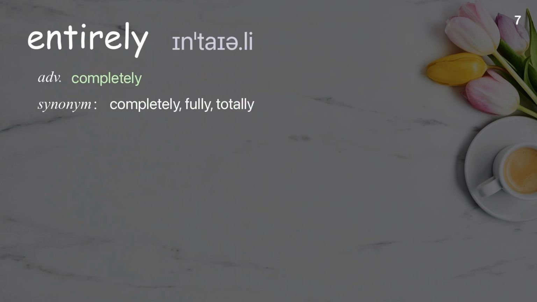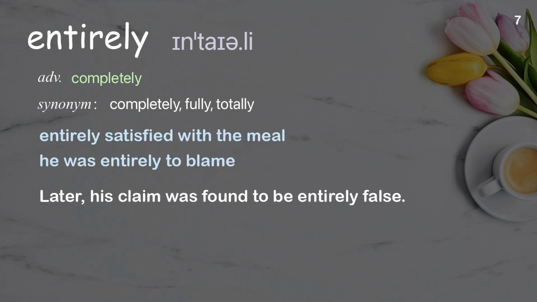Entirely. Completely. Examples. Entirely satisfied with the meal. He was entirely to blame. Later, his claim was found to be entirely false.